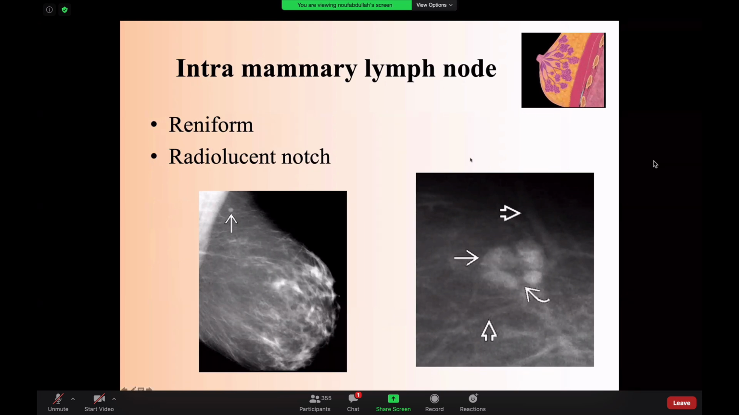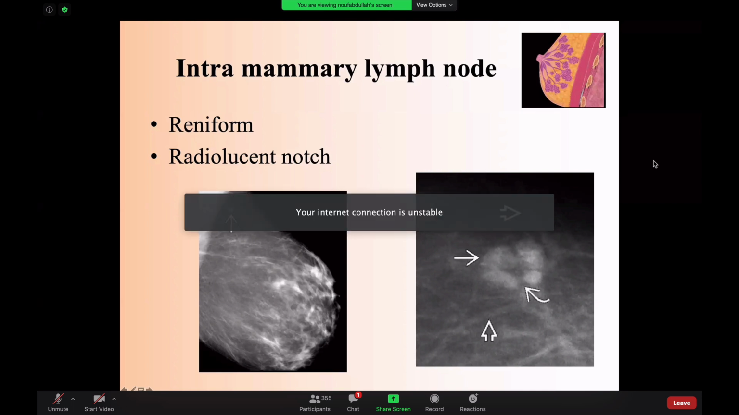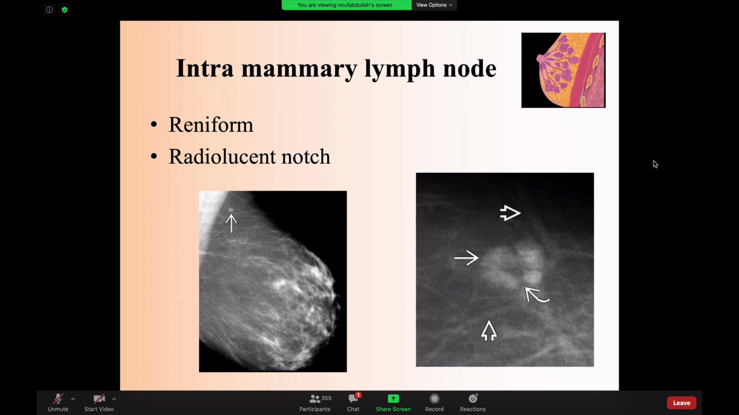Intramammary lymph node is one of the special cases. Typically, the most common location of an intramammary lymph node is the right upper outer quadrant. The second most common location is the medial inferior aspect of the breast. I would advise you, and this is what we were advised when I did my training, whenever you see a well-defined lesion in the right upper outer quadrant, don't jump directly and say that this is an intramammary lymph node, because sometimes it could represent a small cancer.